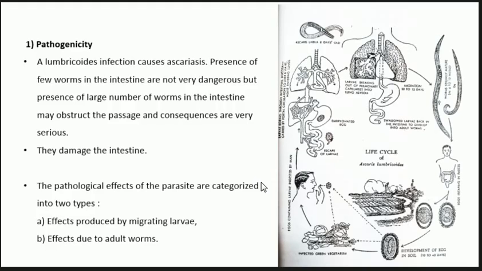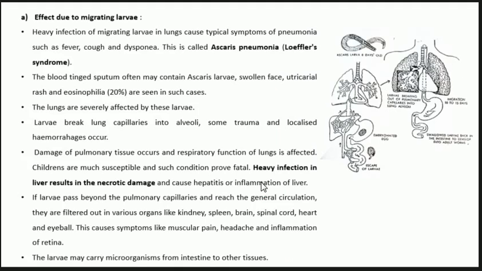As I have told you, they can pierce through the intestine, especially as their number increases, so this should not happen. Now the pathological effects of the parasite are categorized into two types: effects produced by migrating larvae and effects due to the adult worm. So, first, the effect due to migrating larvae.